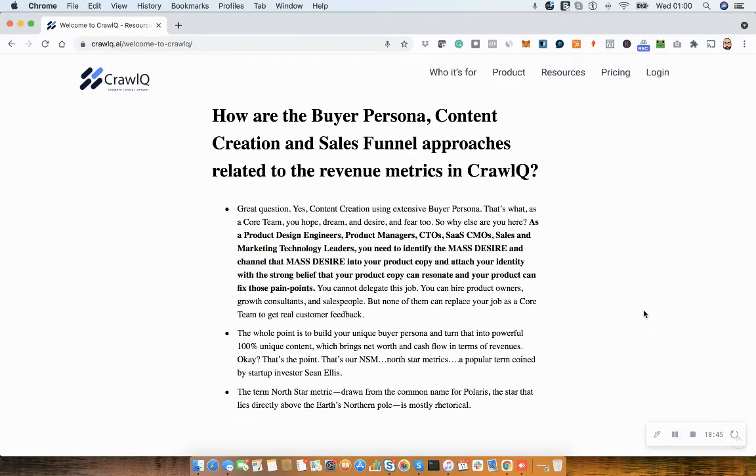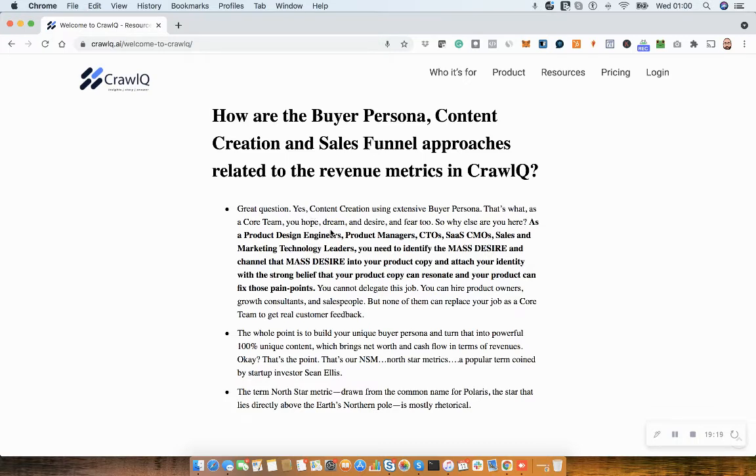So guys, again, you might be asking a question: how are the buyer persona, content creation, and sales funnel approaches related to the revenue metrics in CrawlQ? Great question. Yes, content creation using extensive buyer personas, that's what CrawlQ is, right? And that's what, as a core team, you really hope and dream that you can do. That's what you desire, and that's why you are here.